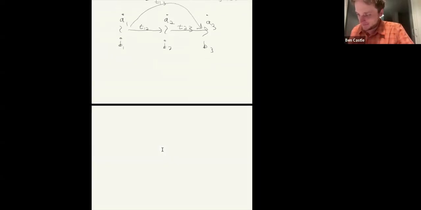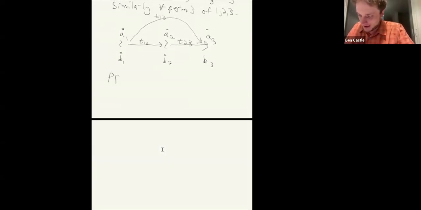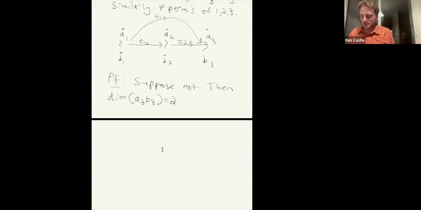Okay, so here's a crazy proof. So suppose not. Then the dimension of A3, B3 is 2, because all the A's and the B's and the T's, all these points are dimension 1 points. So you have 2 points, they each have dimension 1. Well, then either they're independent or they're interalgebraic. If they're not interalgebraic, then it has dimension 2.